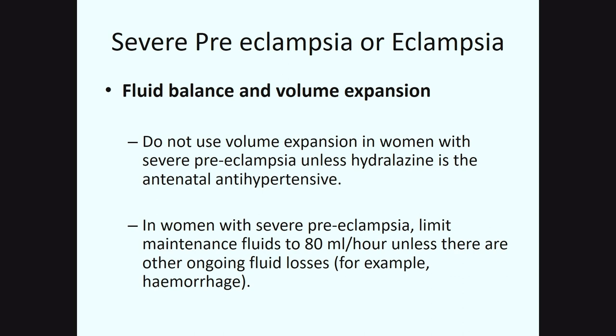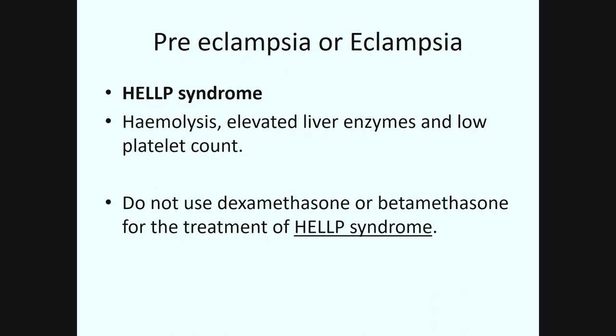I don't want to go into detail about HELLP syndrome because Dr. Priyankar has covered these aspects very nicely. But the important point is that HELLP syndrome is hemolysis, elevated liver enzymes, and low platelet count. Do not use dexamethasone or betamethasone for the treatment of HELLP syndrome. Right? As a treatment of HELLP syndrome, you should not use dexamethasone.